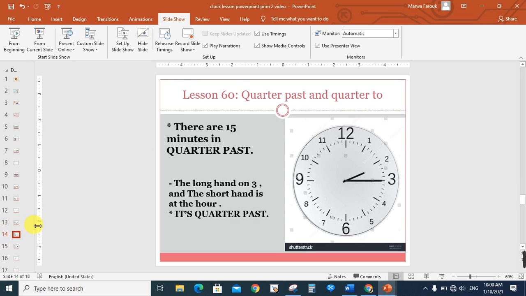Okay. The last lesson we have, lesson 60, quarter past and quarter to. There are 15 minutes in a quarter past. When the long hand is on 3 and the short hand is at the hour, it's a quarter past. It's called quarter past. Okay.